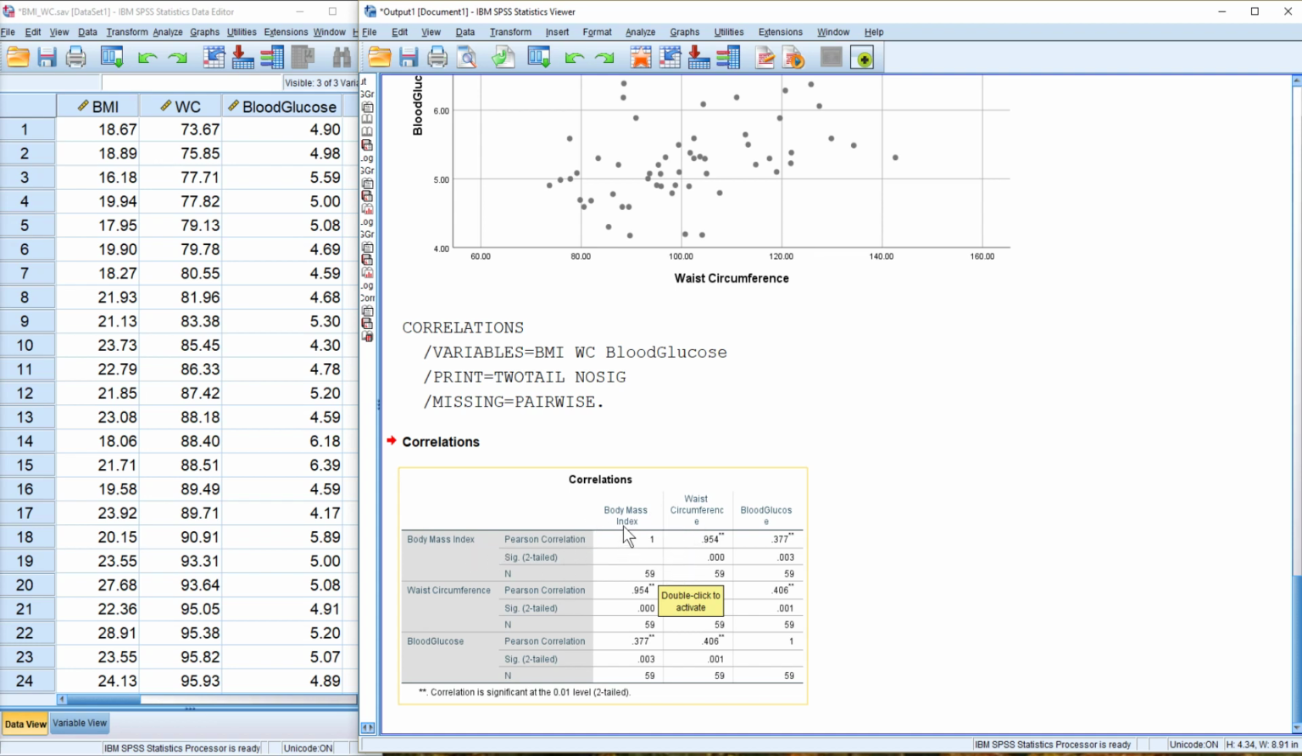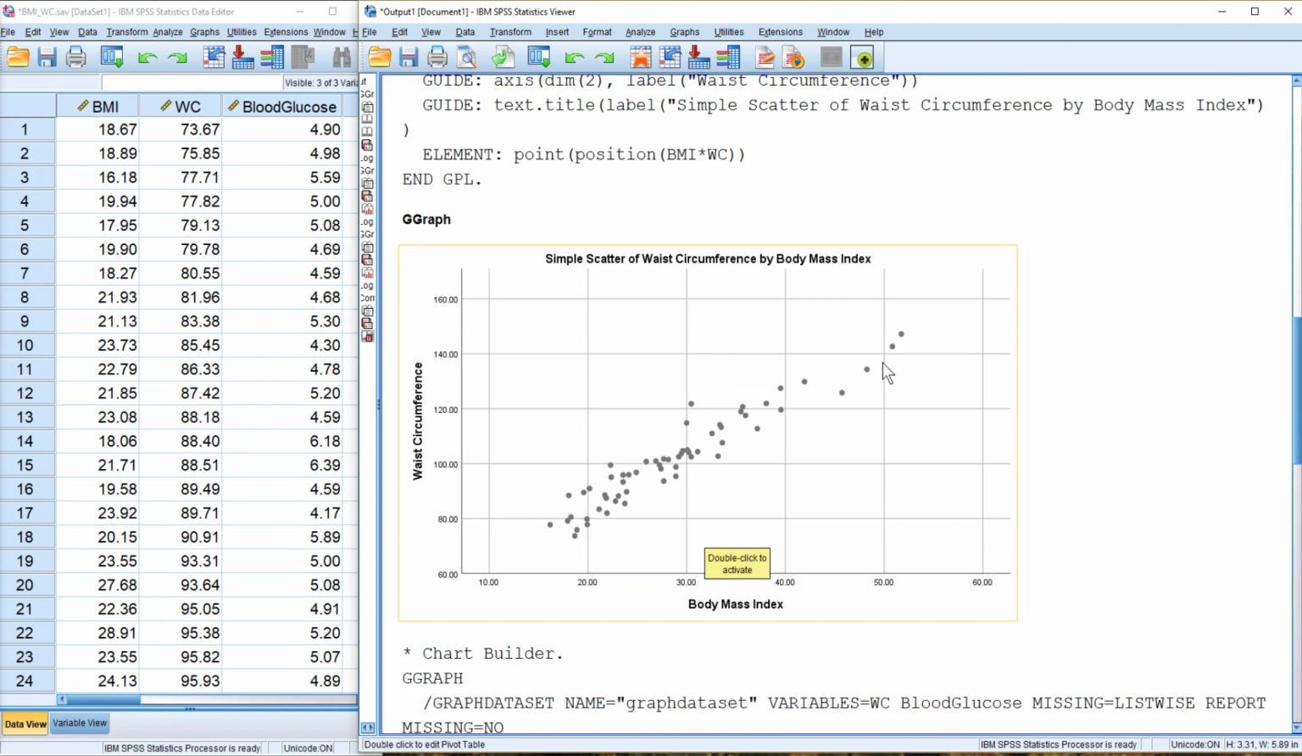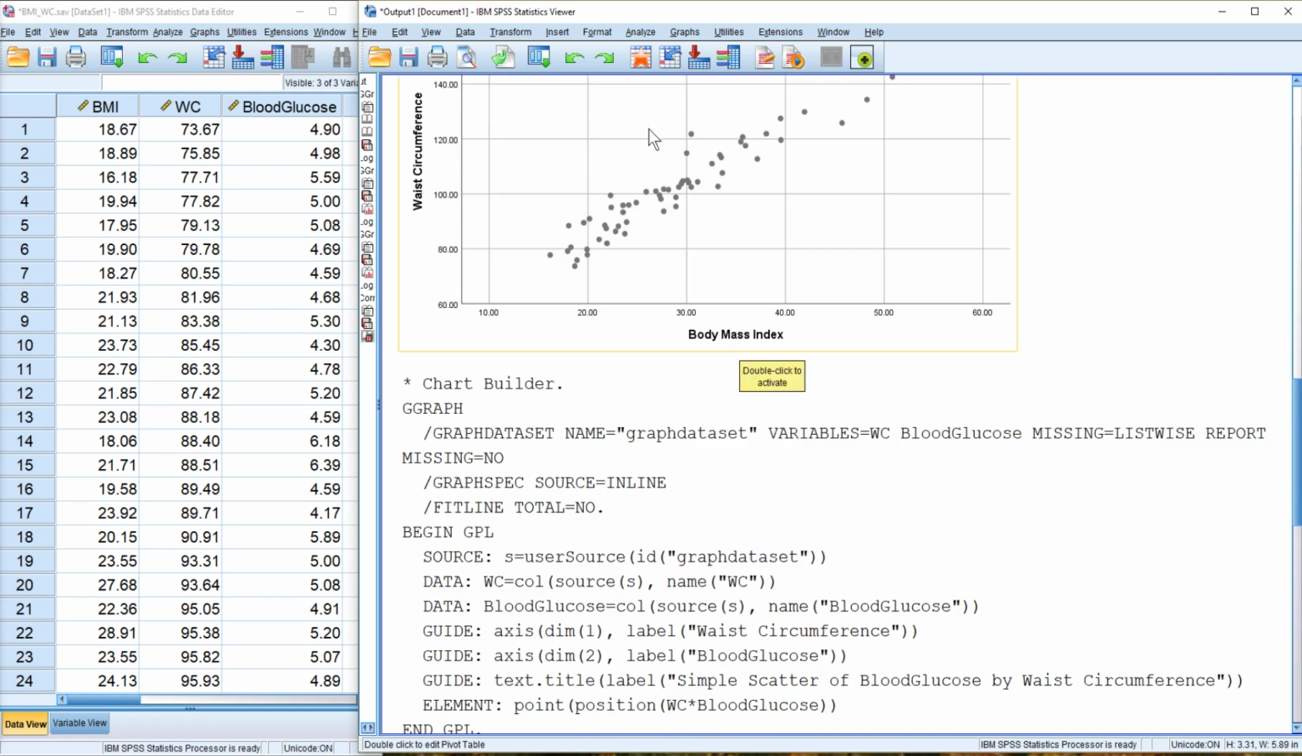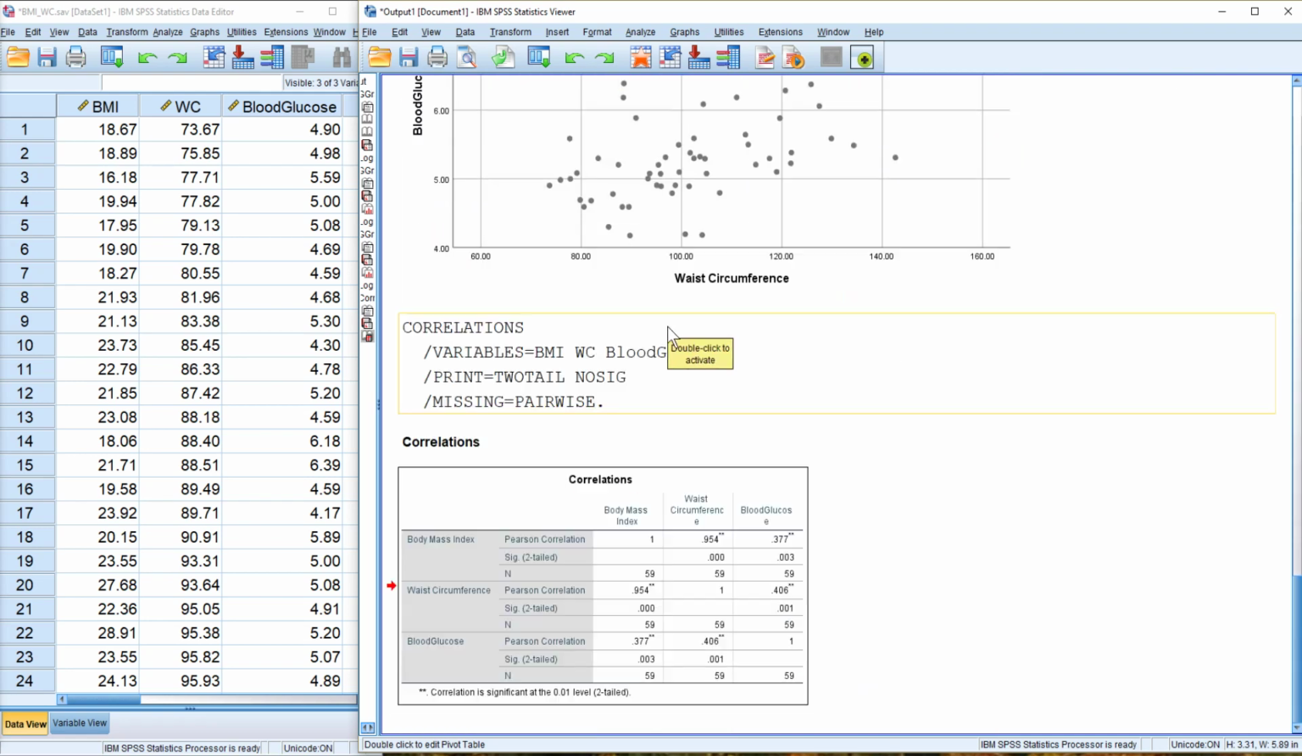Body mass index correlating with body mass index, well obviously that's the same measurement, so it has to be perfectly correlated at 1. We're not really interested in that, that's just an artefact of the way it spits out this table. The correlation between body mass index and waist circumference is very high, 0.954. That relates to this graph here. The dots are really close together, so it's a very, very strong correlation. The correlation is not a measure of the slope of the line at all. It's just how tightly related the two measurements are. So that's a very strong correlation.